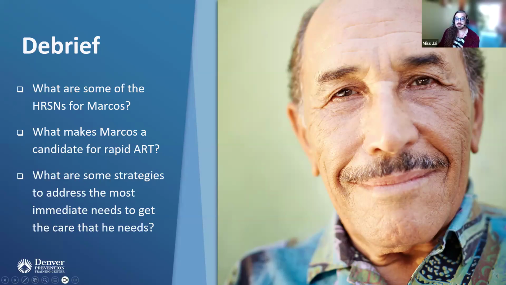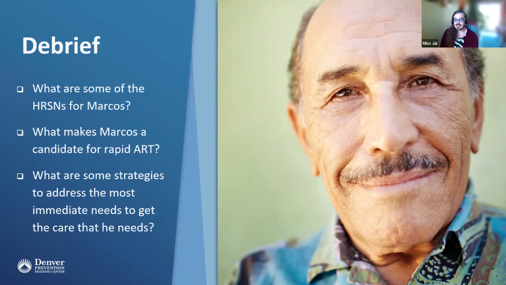So what might make Marcos a candidate for rapid ART, or rapid antiretroviral therapy? Some possible thoughts. He has expressed an interest in rapid ART. If he is expressing an interest, that means that there's potentially motivation to start taking medication soon. Engaging with a linkage to care specialist could help to improve his health literacy. Starting on ART could decrease the likelihood of transmission of HIV to his partner.